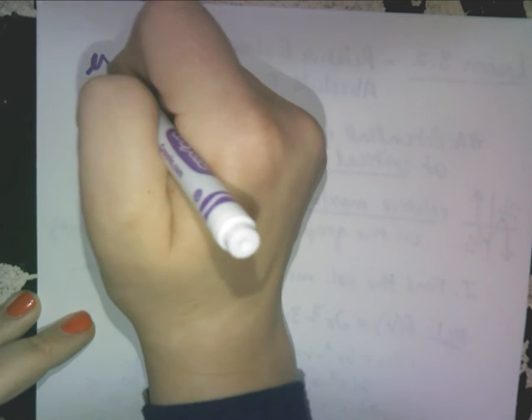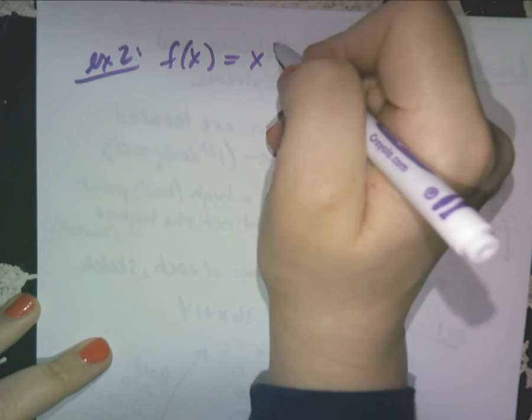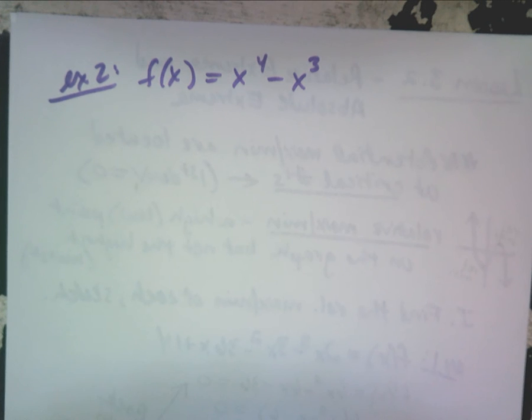All right, let's get going. We've got 2 more of these, and then we'll talk about absolute mins, and we're done. F of x equals x to the 4th minus x cubed. Okay, go ahead. Take the derivative, increase, decrease, see if you're faster than me.